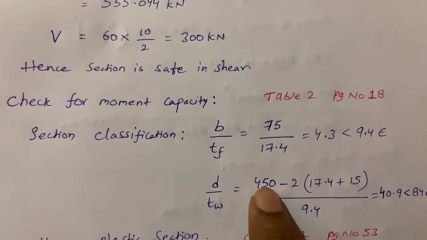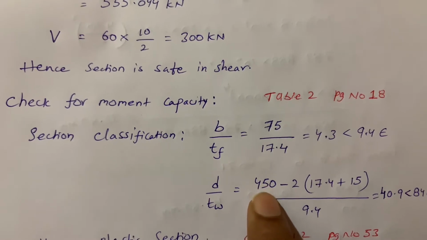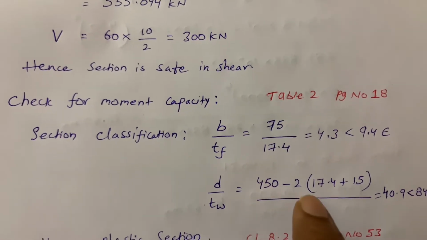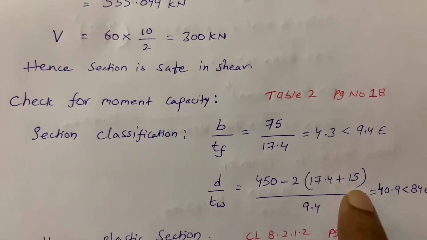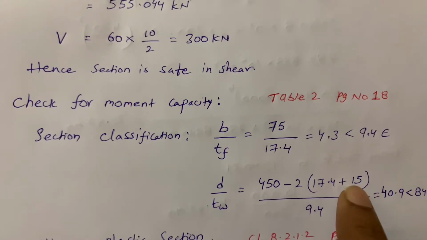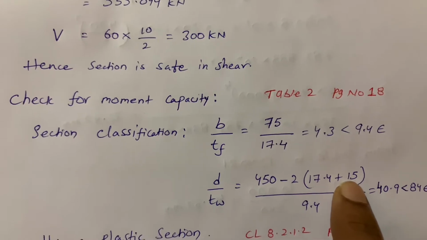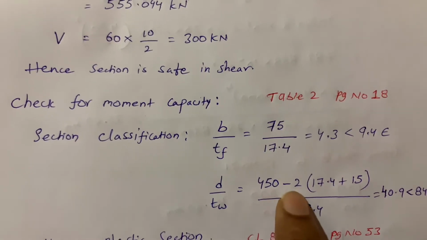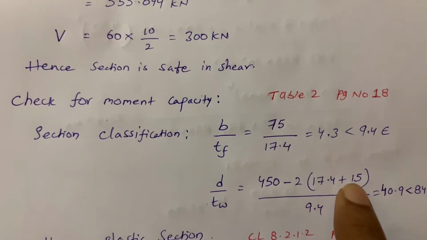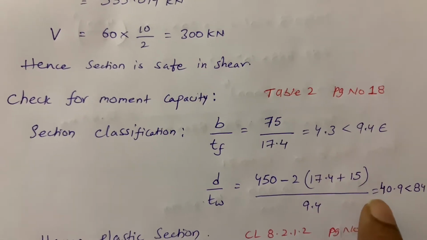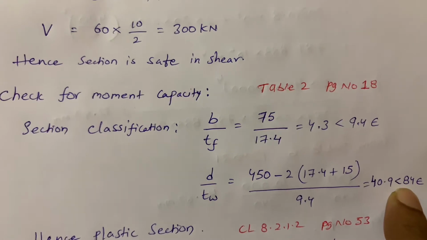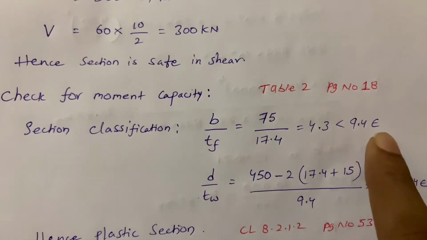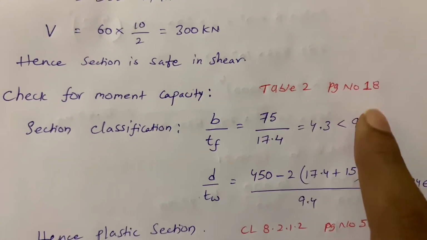Actually, in the I section the total depth is 450. In that, the thickness of the flange is there and the radius of the root is there. These two values are available in the steel tables book for ISMB 450. So 450 minus 2 into 17.4 plus 15, we will get the value 40.9, which is less than 84 epsilon. These values are available in table 2, page number 18.